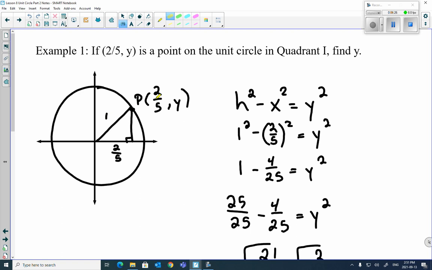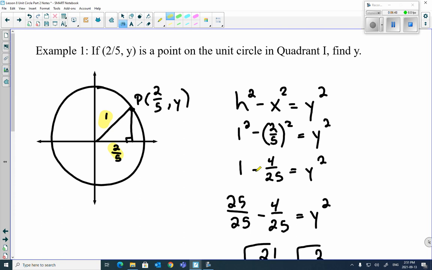So the x value is 2 over 5. So I draw my 2 over 5 there. I have my hypotenuse of 1. I'm trying to find y. I have x, I have the radius. I'm trying to find y. So we just use Pythagorean Theorem. You can use any values you want. I used h, x, and y. You could use r, x, and y. Radius and x and y doesn't make any difference.